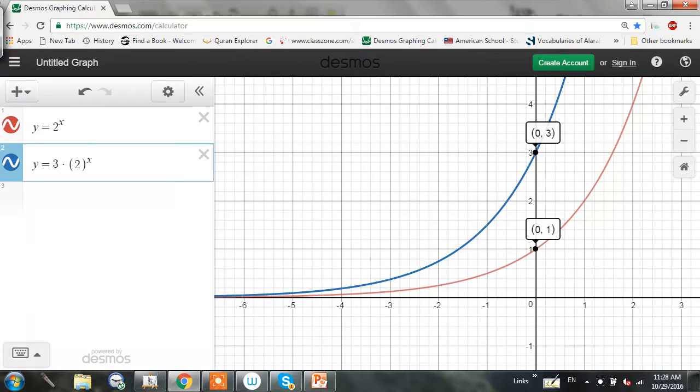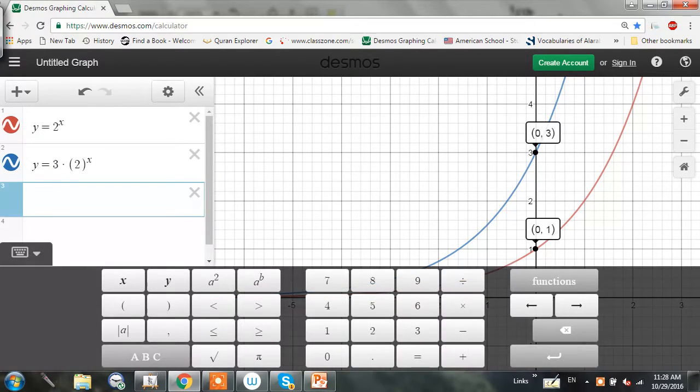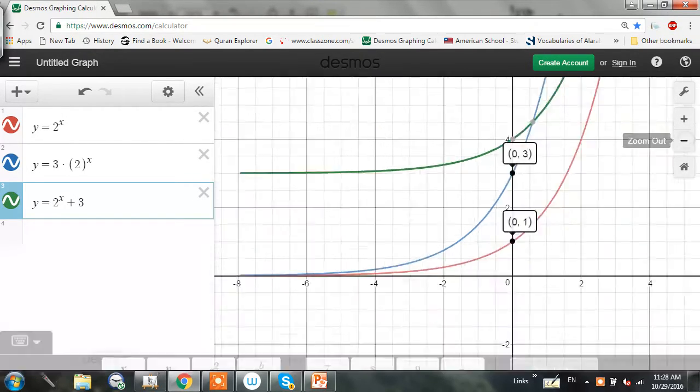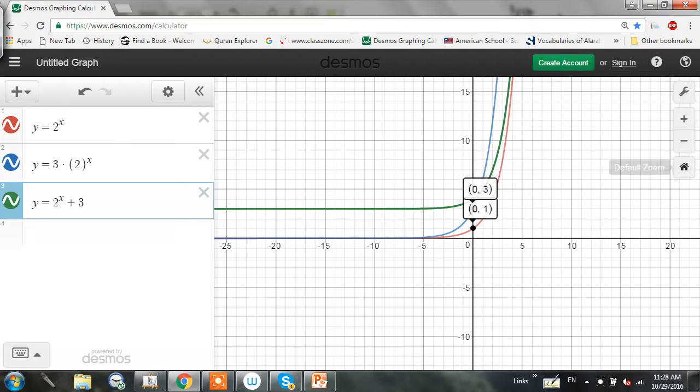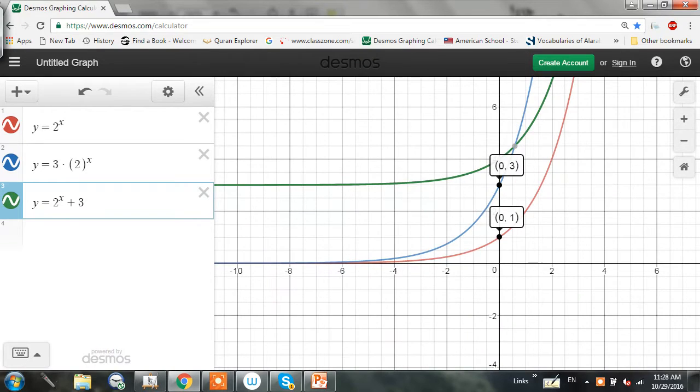Okay? Now, just watch this. So that's this function. Now, we can look at this one. Y equals 4 times 2 to the x plus 3. Watch. See? So this green function is the parent function moved up by 3 units. This one just moved the whole thing up by 3 units, including the asymptote. Does that make sense? Okay?